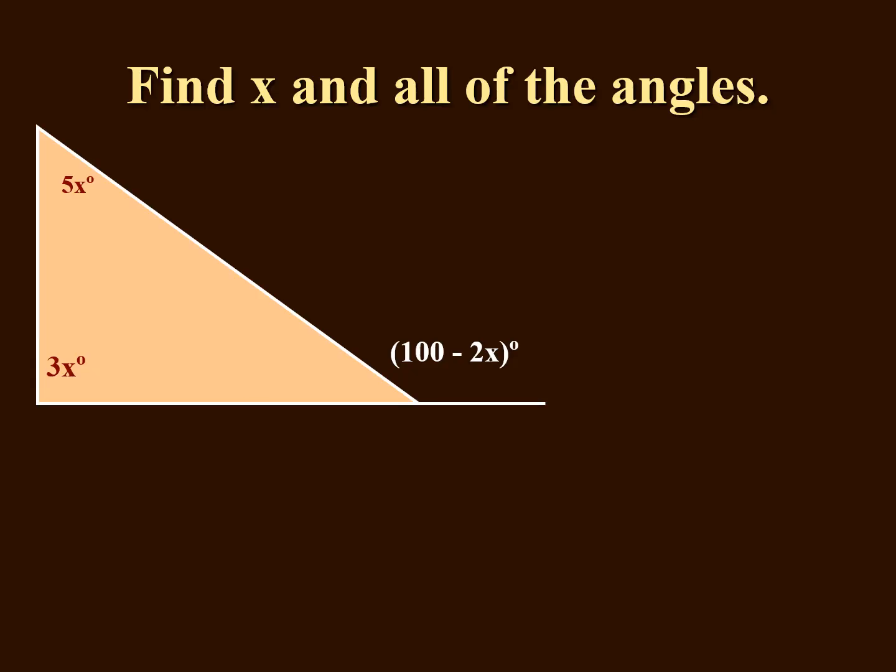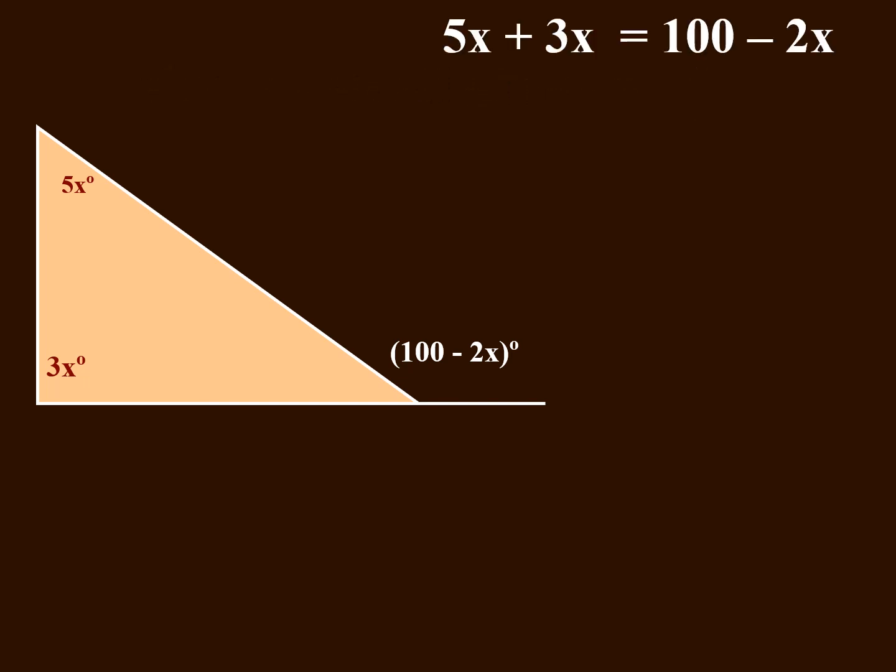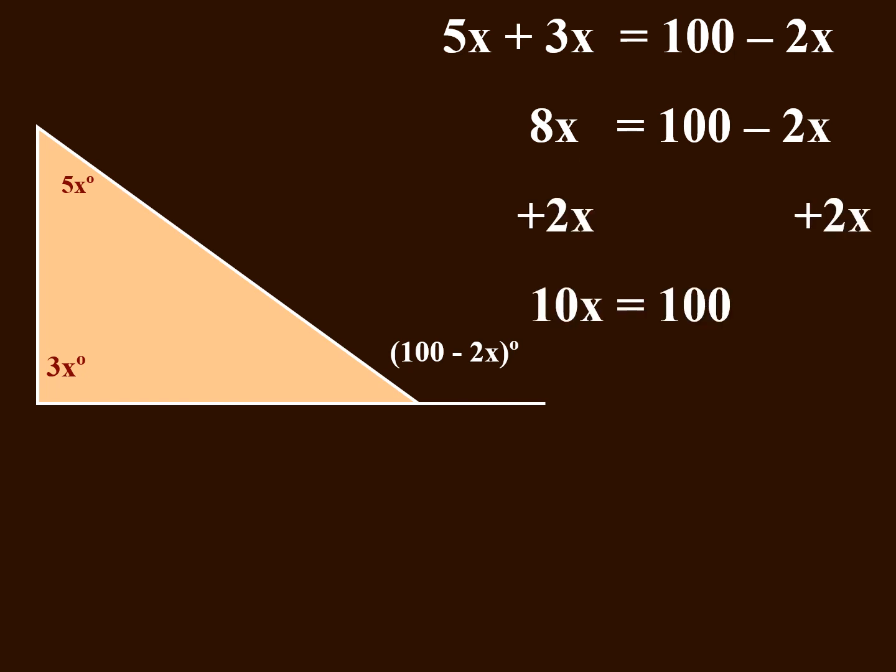So if I have a little algebra with it, let's see if you can do it. What are we going to do? The two remotes add up to equal the exterior, and it doesn't matter if it's algebra or not. The two remotes, 5x and 3x, add up to equal the exterior. Let's work. 5x plus 3x, 8x. Move your 2x. Plus 2x, 10x, so x is 10.